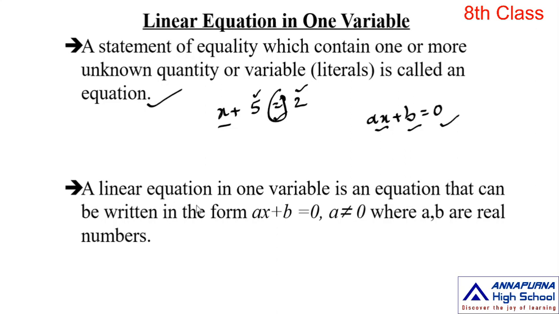A linear equation in one variable is an equation that can be written in the form ax plus b is equal to 0, where a is not equal to 0, and a, b are real numbers. Here linear means the highest exponent of the variable is 1. That polynomial is called a linear polynomial.